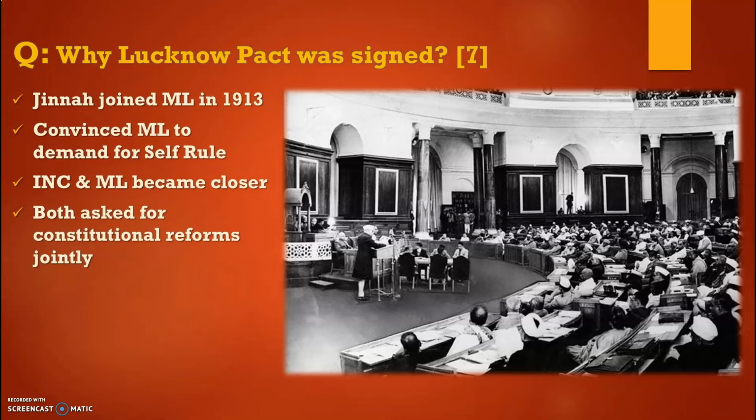To yahan pe pehle paragraph ke last pe, we need to add ke in dono political parties ne constitutional reforms ki demand jointly British ke saamne rakhi thi. So this would be the very first paragraph that you need to add over here in a 7-mark question.